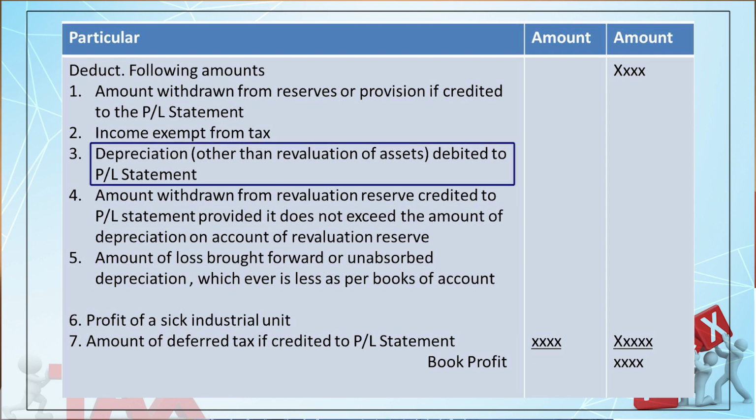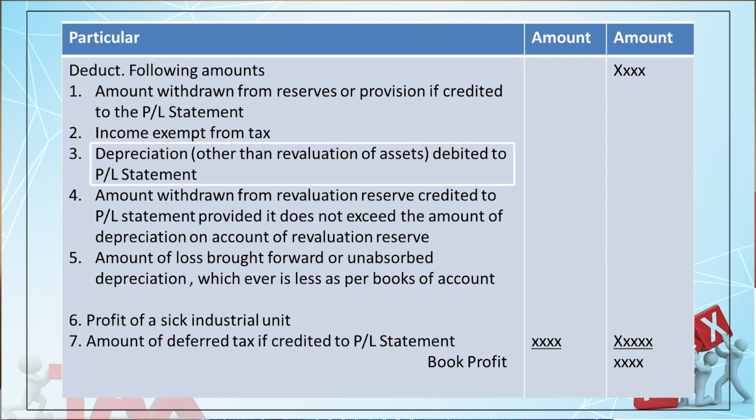Now, we are deducting the depreciation, that amount of depreciation not including the revaluation of assets; depreciation which arises due to revaluation of assets should be excluded. Then you have to deduct the amount withdrawn from revaluation reserve which is credited to the statement of profit and loss provided it does not exceed the amount of depreciation on account of revaluation reserve. So, you have to keep in mind whether there is any revaluation reserve or not.